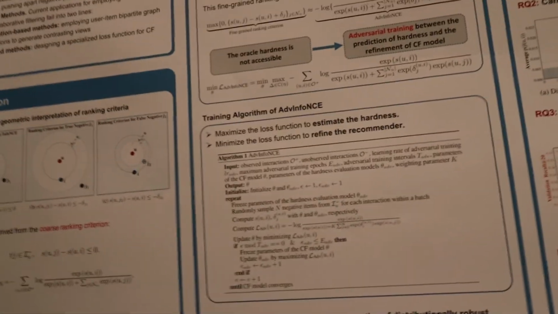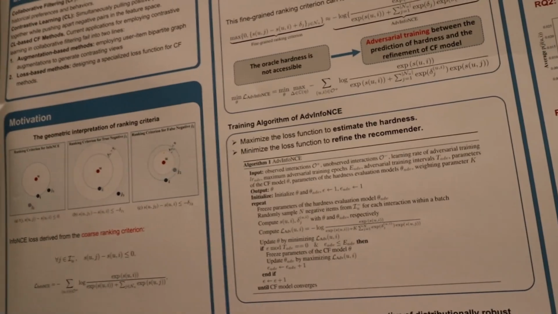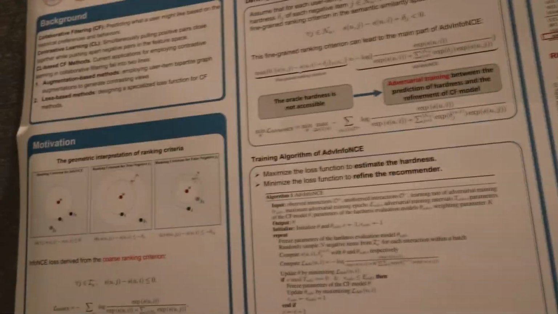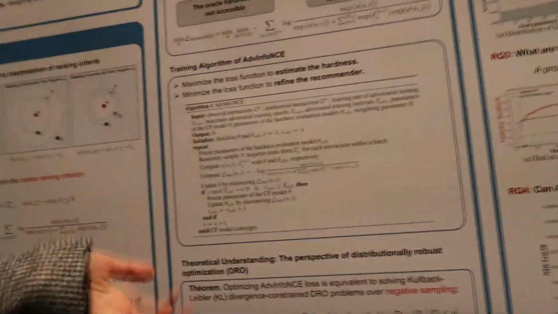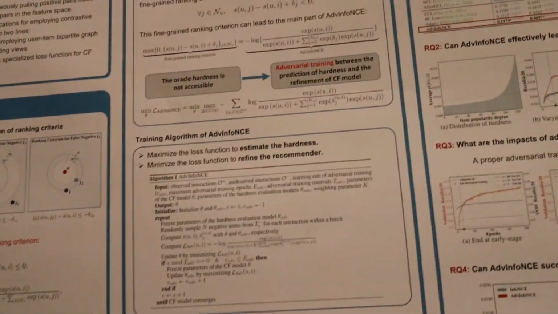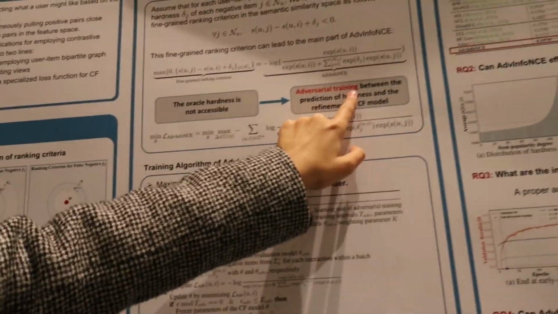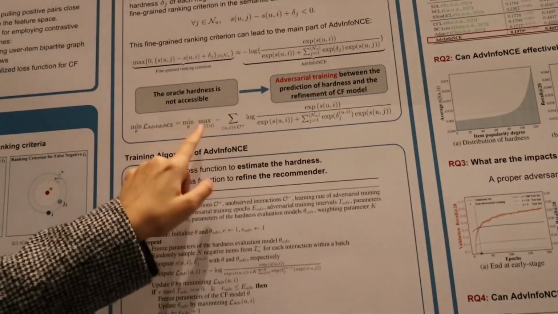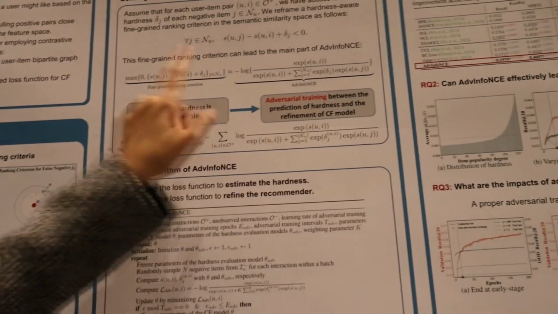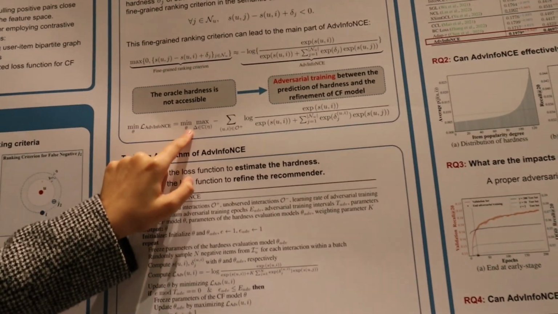Okay. But how to learn this? We are not God. We need to learn this stuff. Yes, you may, but still, we need to learn the delta J. Here, we use adversarial training to learn this delta J. So we maximize to learn this delta J and then minimize theta to train the recommender.